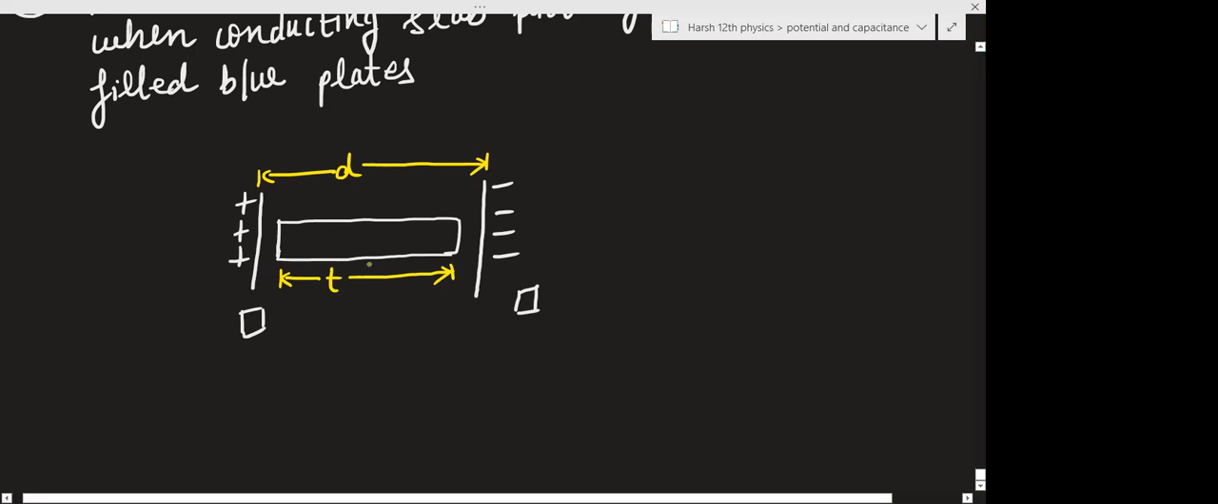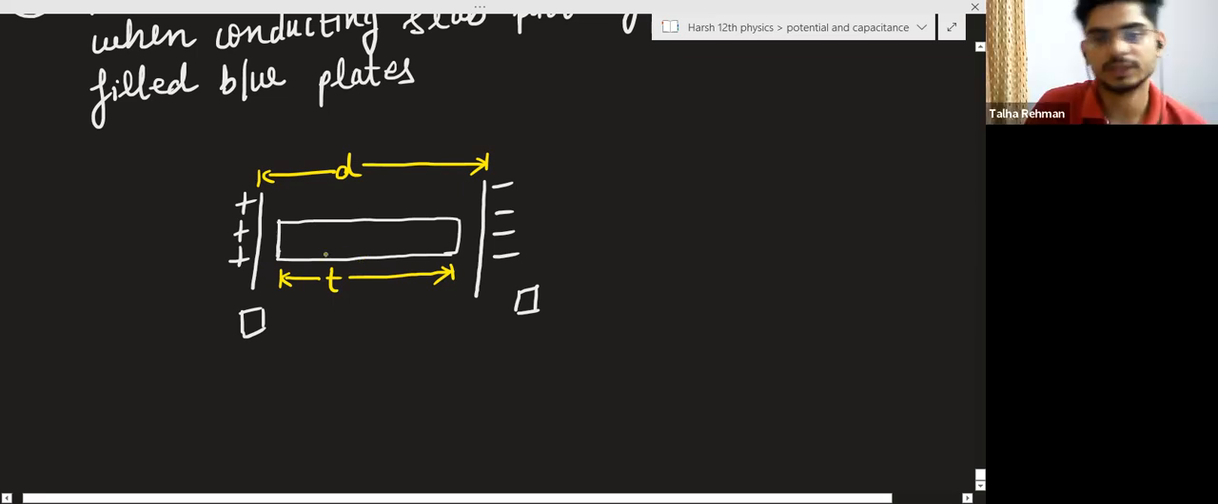The conducting slab is placed. And we know that the electric field inside the conducting slab, means this is a conductor, and the electric field inside a conductor is equal to 0.